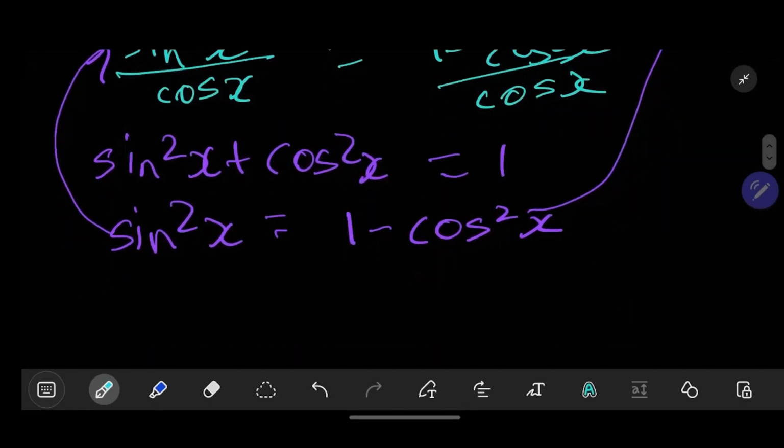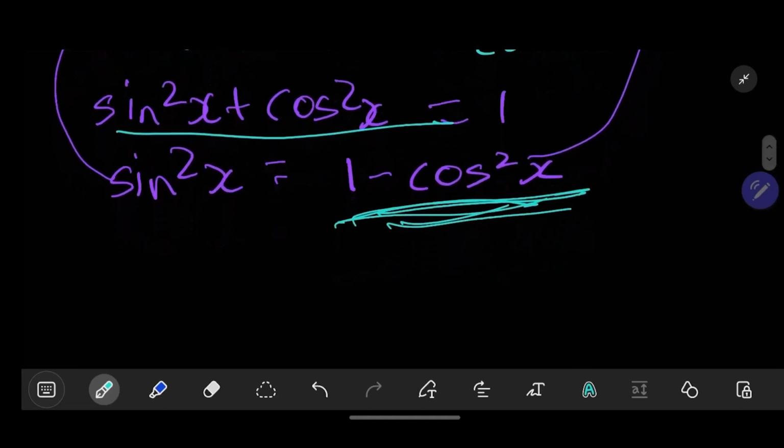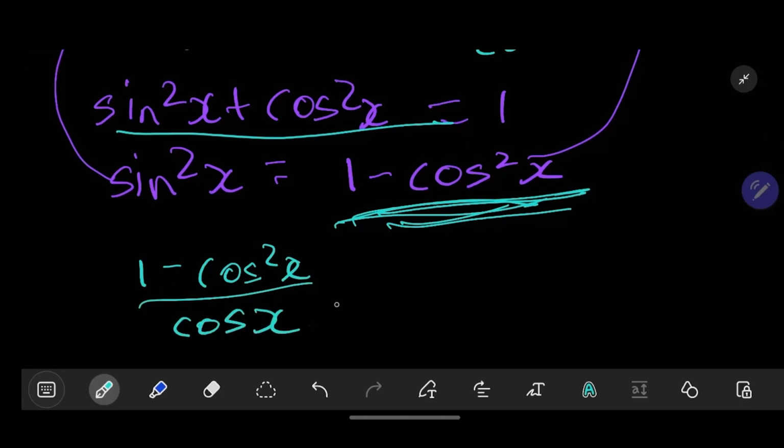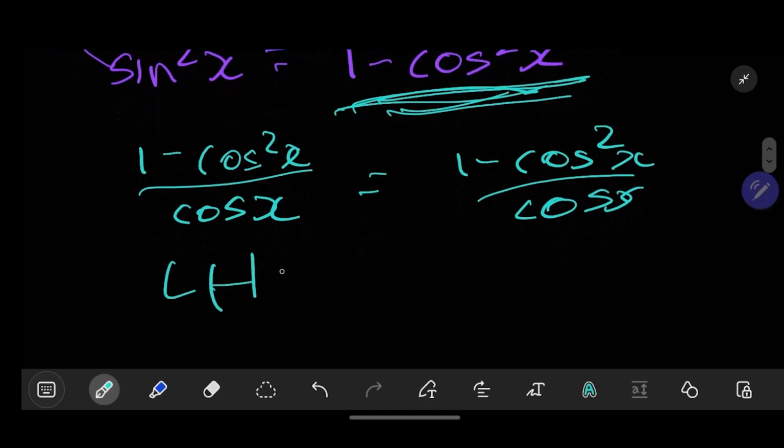Because we know this identity here, we can show that sine squared of x is equal to that. So we now have 1 minus cos squared x over cos of x is equal to 1 minus cos squared x over cos of x. So we know that our left hand side is definitely equal to our right hand side.